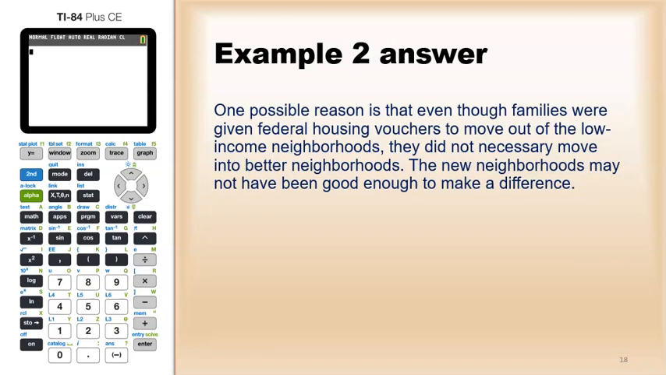Okay. So one possible reason is that even though families were given federal housing vouchers to move out of low-income neighborhoods, they did not necessarily move into better neighborhoods. So the new neighborhoods themselves may not have been good enough to make any real difference.